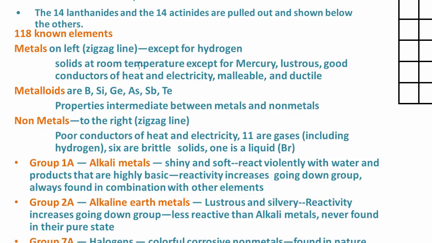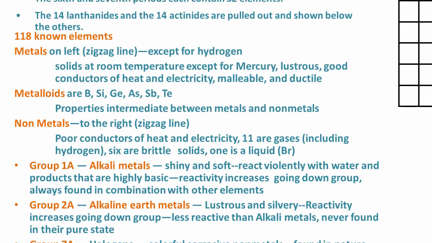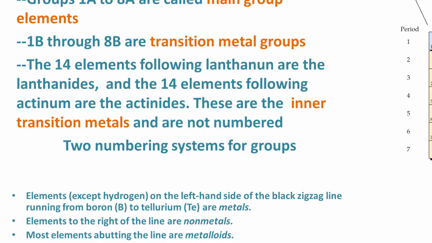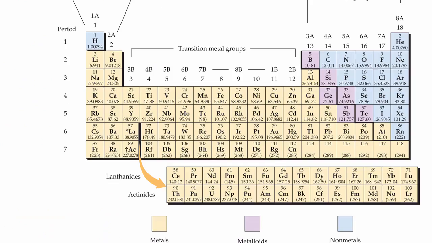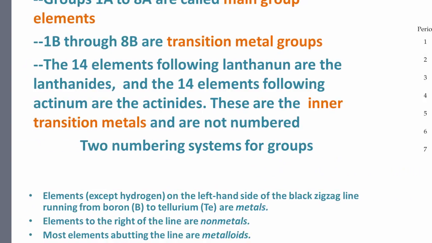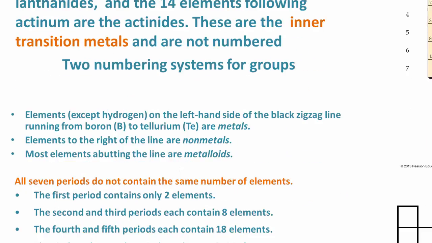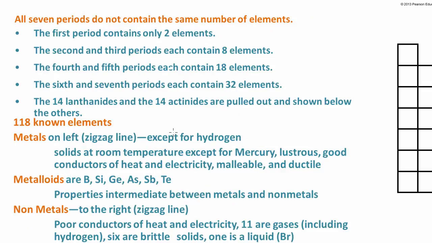So the metals, notice the metals do not include hydrogen. Okay, hydrogen is a nonmetal, but it is placed on this side of the periodic table. So everything in yellow are the metals, in blue, including hydrogen, are the nonmetals, and in the lilac color, the metalloids. So let's talk about those in a little more detail now.